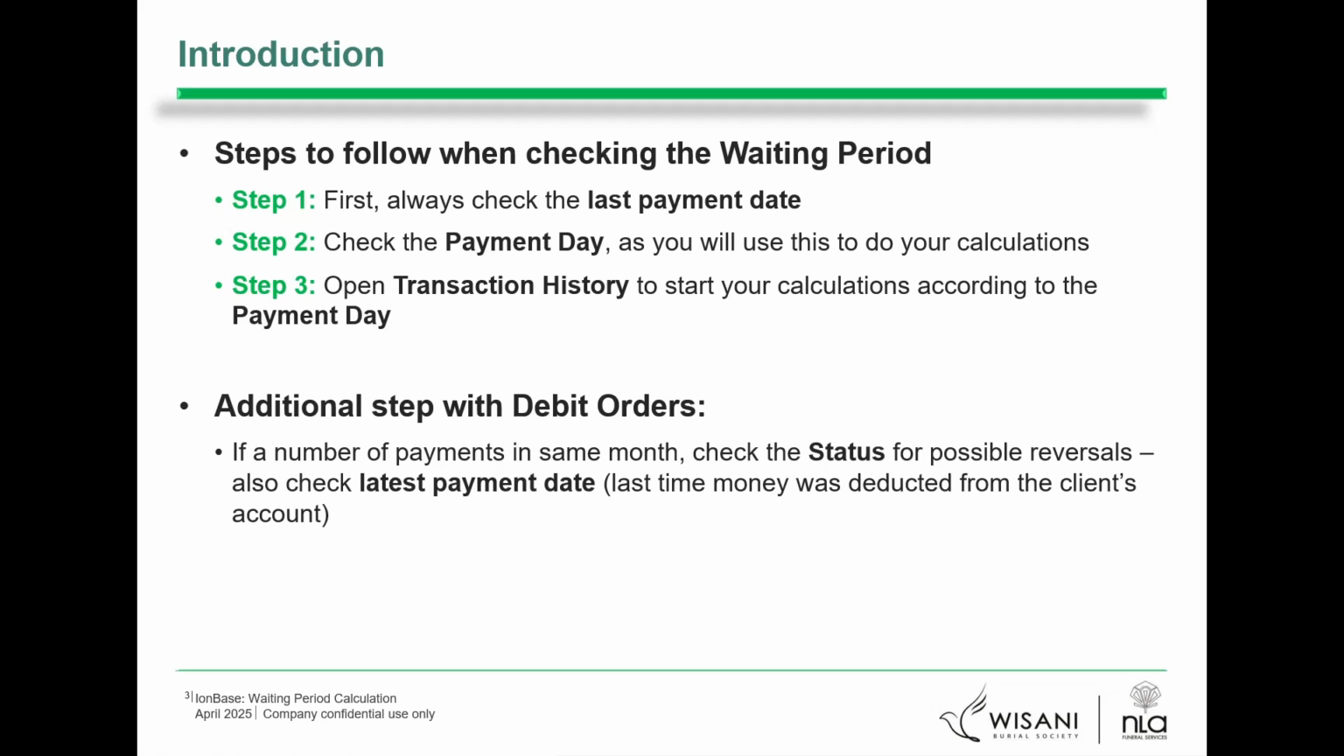Then there's also another exception to the rule when it comes to debit orders. So if you see from the transaction history that there have been more payments made than one in the same month, then you need to go into the status to check and see if there are possible reversals. And when you do that, you also need to check that in accordance to the latest payment date, which I will also show you on the live system, in order to allow you to calculate the waiting period correctly.